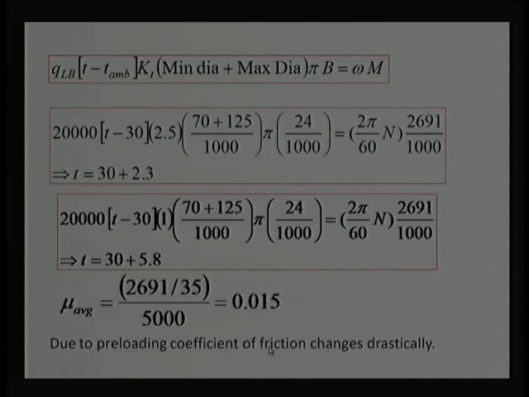And if I try to find the average coefficient of friction, we take the moment we got and divide by the bore radius, not diameter, and by the initial or applied load. So, this is the moment, this is the applied load. What we get here is a coefficient of friction of 0.015. Keep in mind, we selected the coefficient of friction from the table as 0.0015. So, this coefficient of friction is 10 times that which we initially considered based on the bearing selection criteria. That is why we say that due to preloading, the coefficient of friction changes drastically.